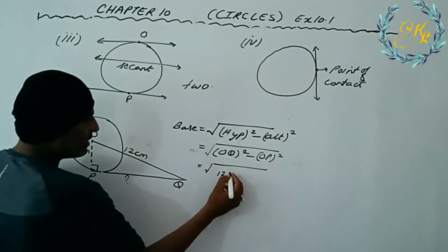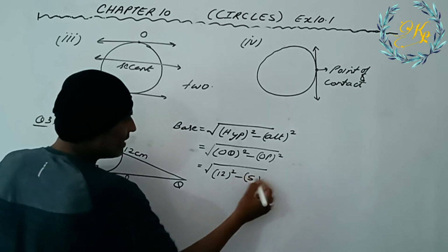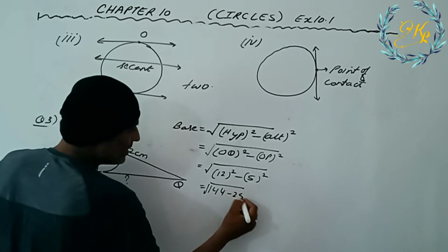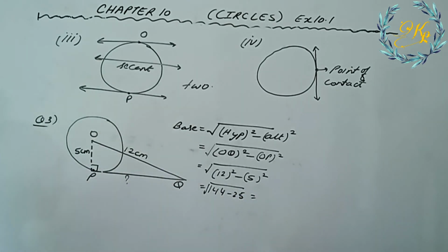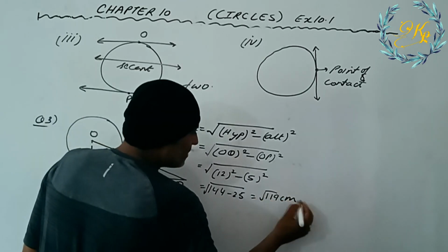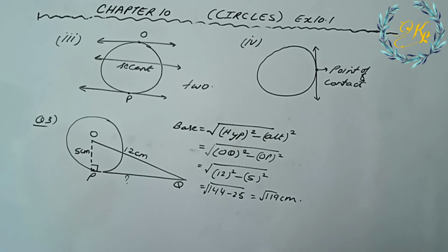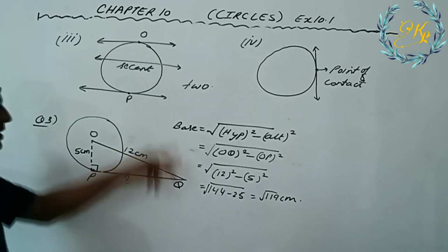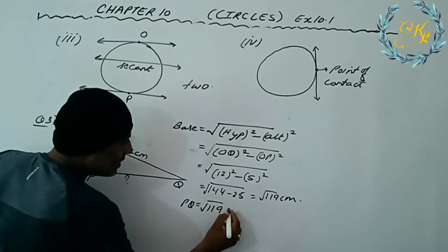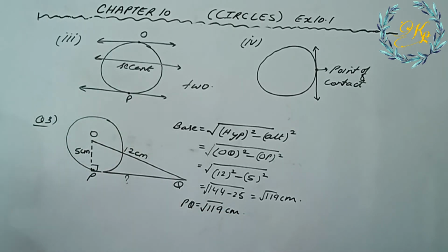Let's replace the values. OQ is 12, whole squared, minus 5, whole squared, that gives you 144 minus 25. When you subtract both these values, you get the answer as the square root of 119 centimeters. Alright, so the sum is solved and you can write lastly that the base PQ is equal to the square root of 119 centimeters. This marks the end of this sum. You can see that the question has options. Among the options, option D is the correct one.